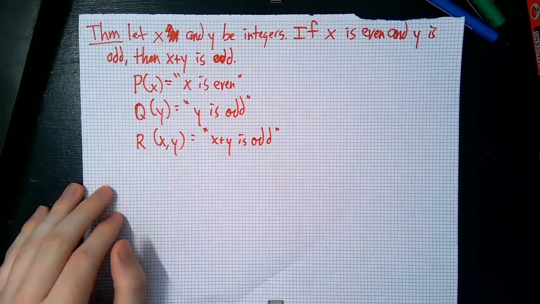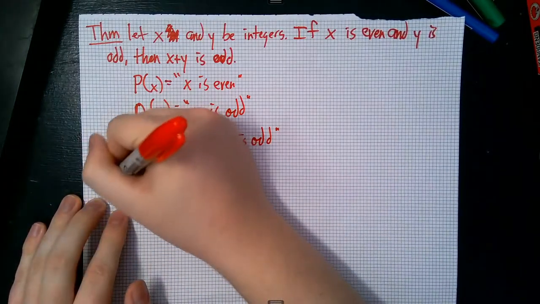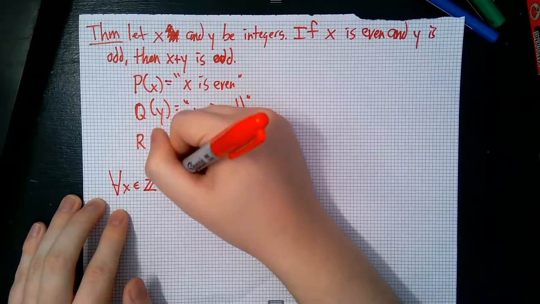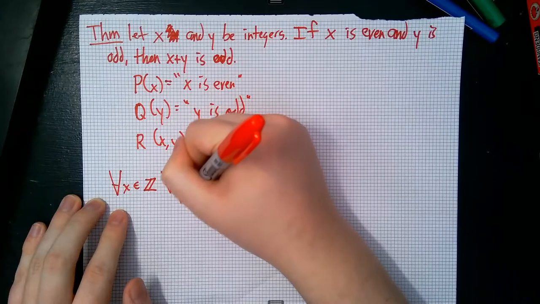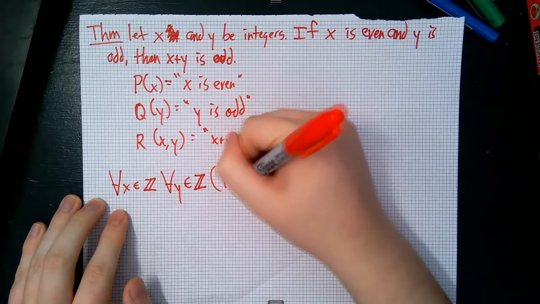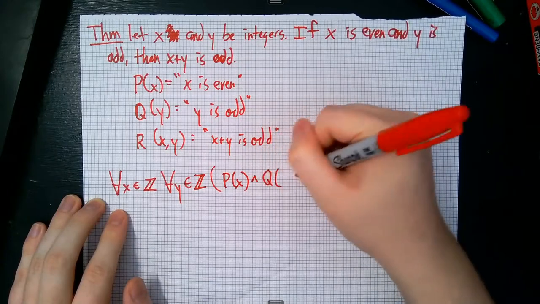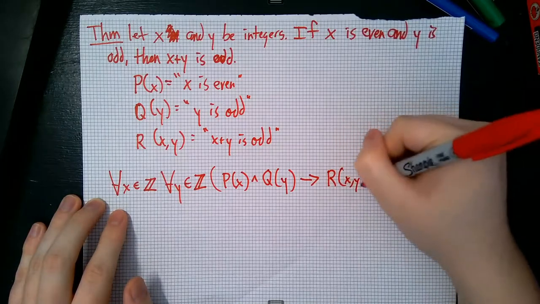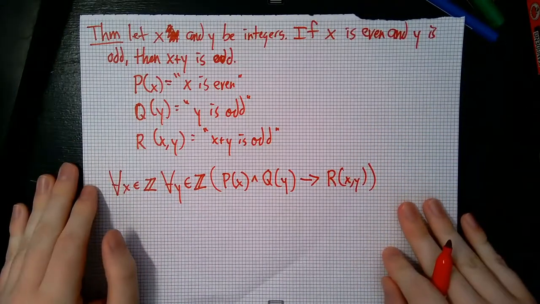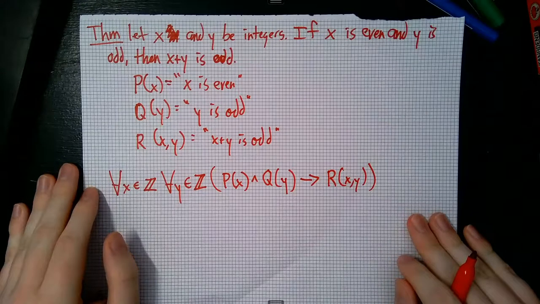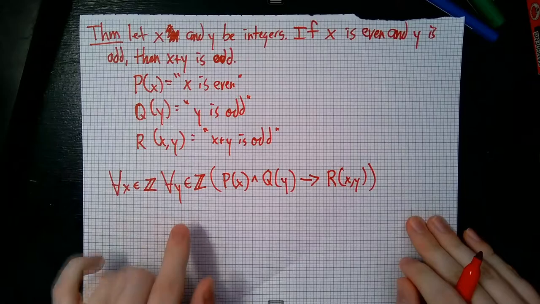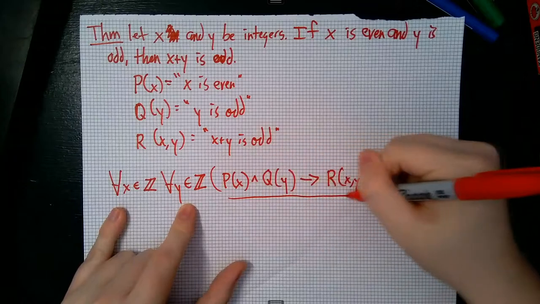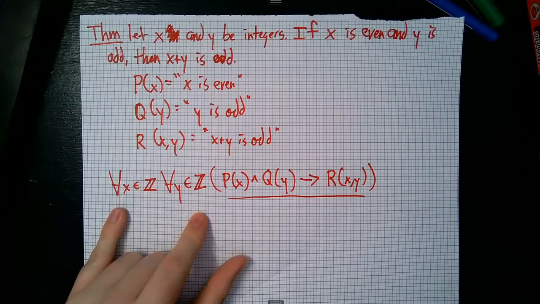What we are trying to do is show that for all X in the integers, for all Y in the integers, P of X and Q of Y implies R of X and Y. So going back to what we were talking about in the predicate logic section of this class, what we have is a couple of universal quantifiers here. So we're trying to say that this whole thing is true for all x and for all y.